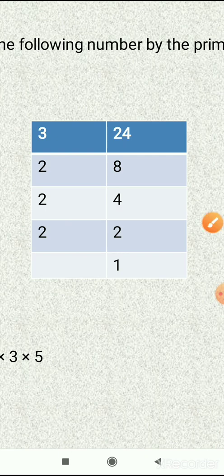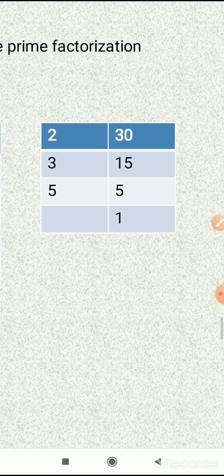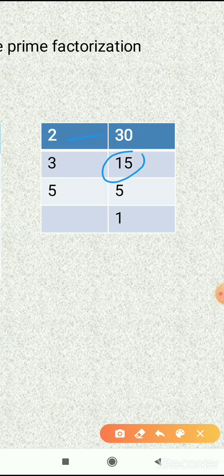Now we will see next number. Next number is 30. 30 is divisible by 2. By dividing 30 by 2 we get quotient 15. 15 is divisible by 3. By dividing 15 by 3 we get quotient 5.